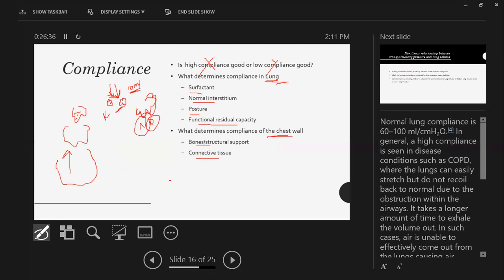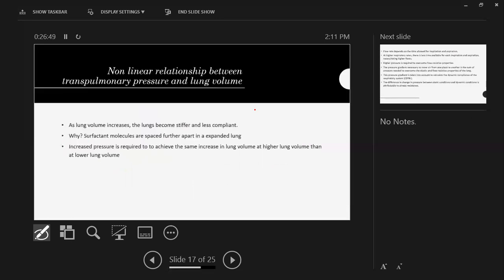Compliance is, for a given amount of pressure, how much volume gets in, and it depends on the distensibility of the tissue, which depends on both lung and chest wall and different factors. There's a non-linear relationship between transpulmonary pressure and lung volume. So in an ideal situation, what would you expect? I give X amount of pressure, X amount of volume. More pressure, more volume.